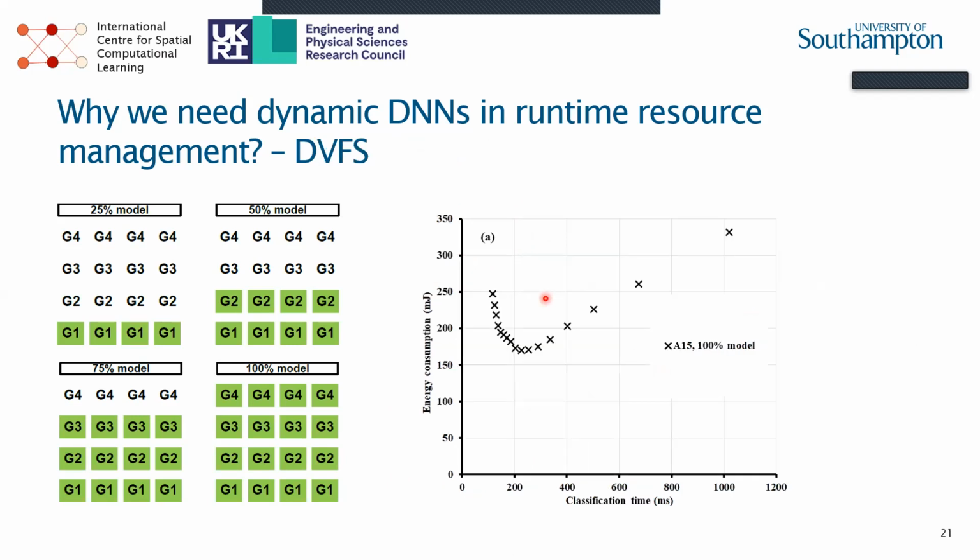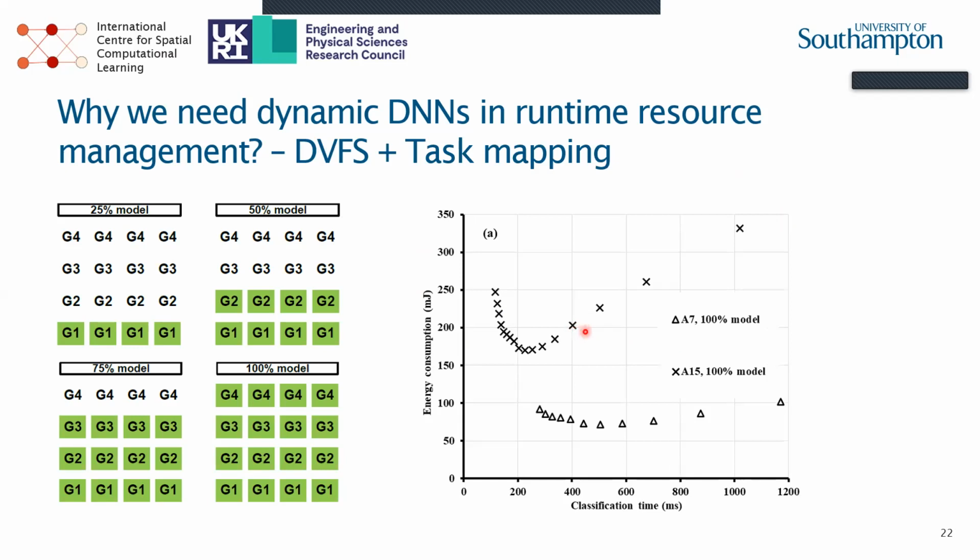On the other hand, if we know nothing about dynamic neural networks and we are a pure hardware person, what we can see here is the full model running on the system, and we can change the frequency and the voltage to do the trade-off. If we consider task mapping, we can choose to run it on the A15 big core or A7 small core CPU. You have these 2 trade-off curves.